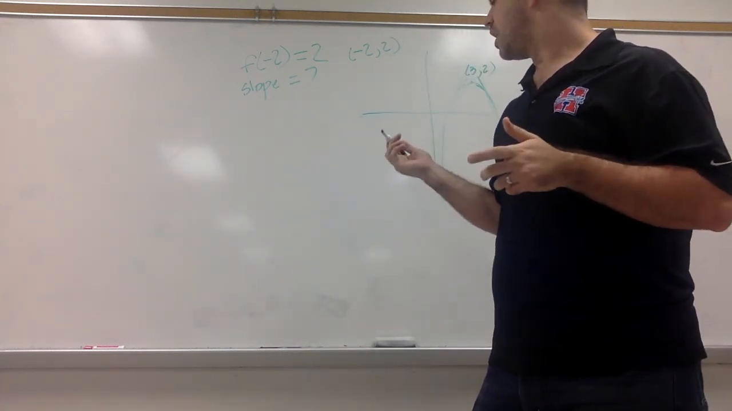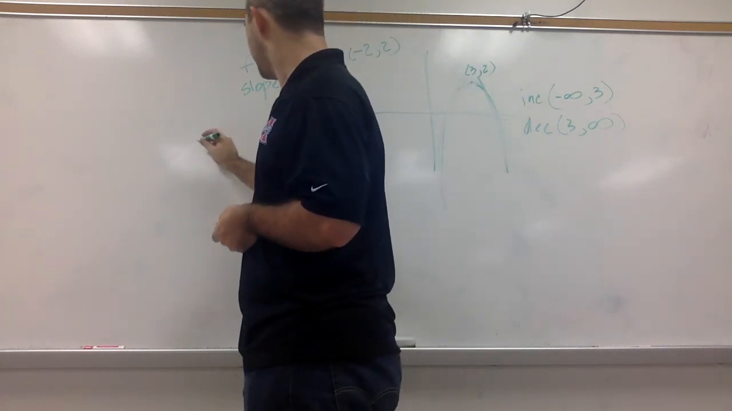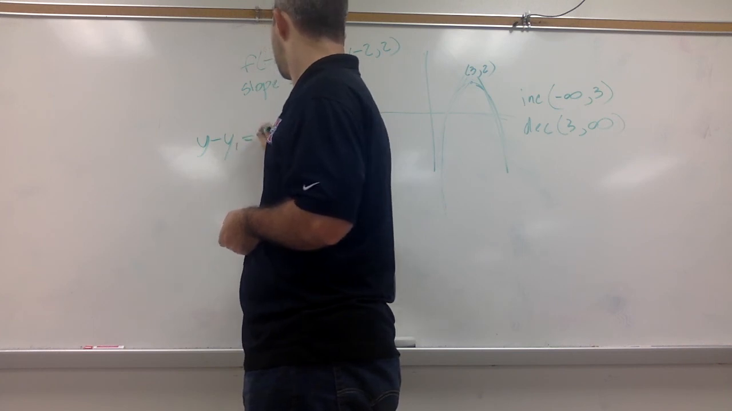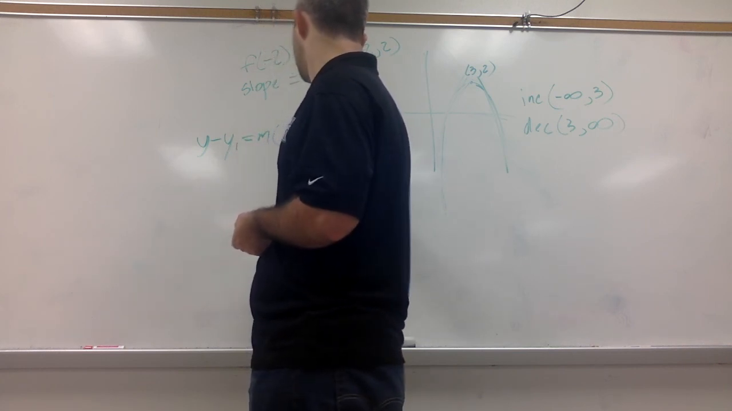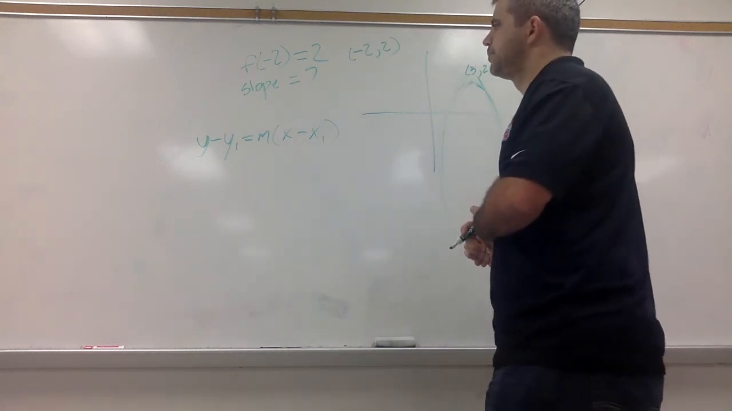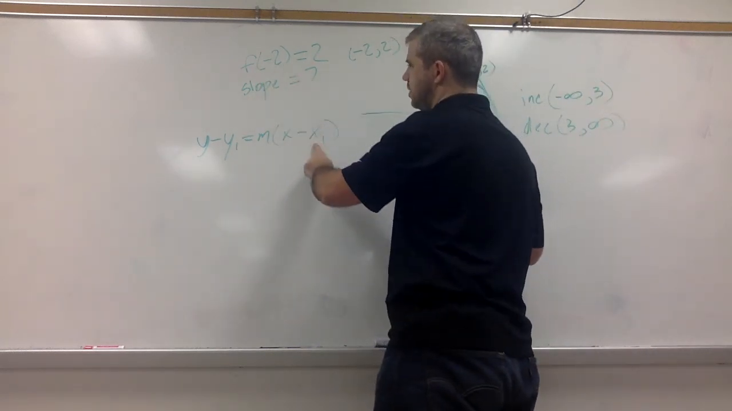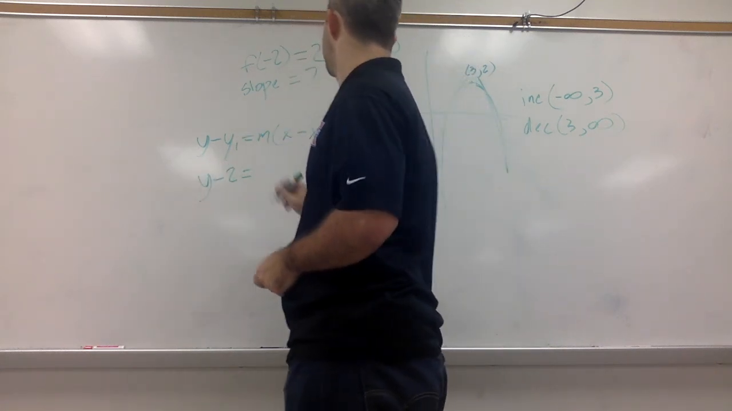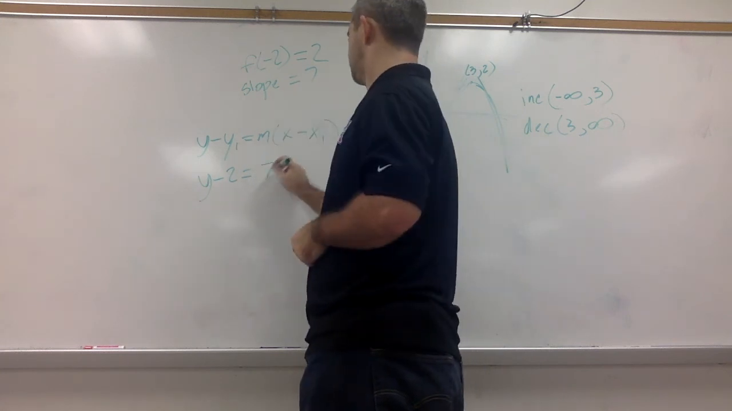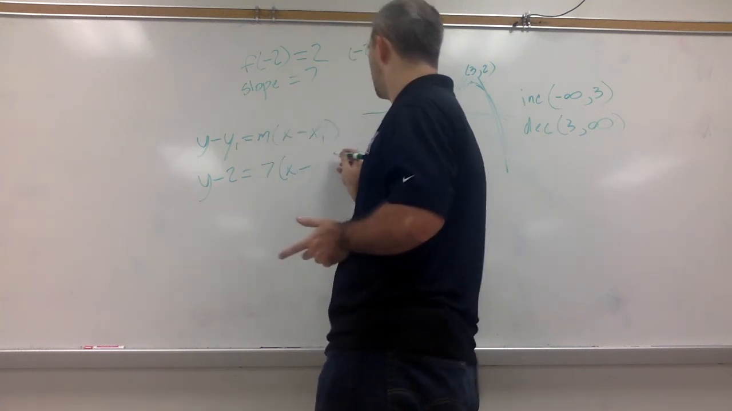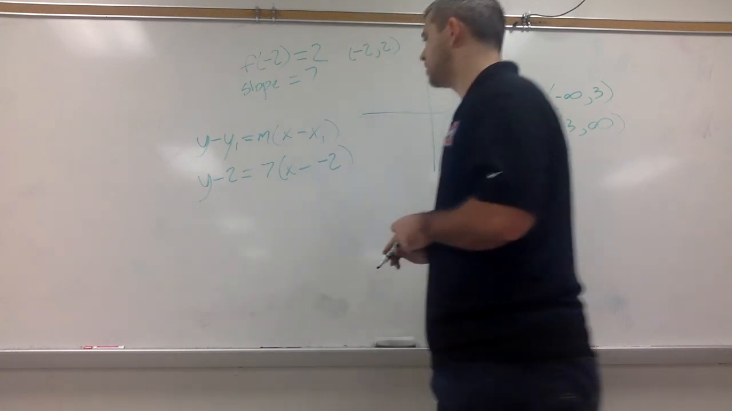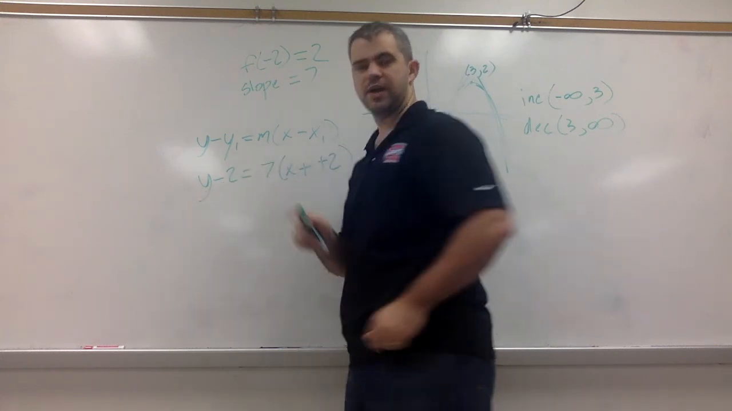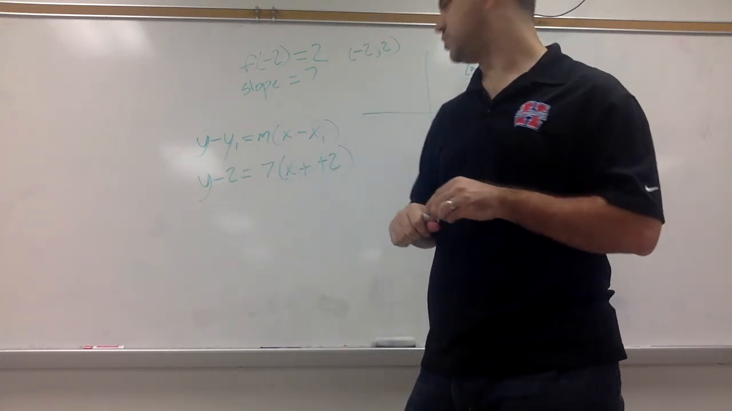So we can use the point slope formula if we wish. There's a few ways to do this, but I'm just going to use the point slope formula. So my x that I plug in goes here. My y that I plug in goes here. So y minus 2. My slope is 7. My x is negative 2 here. Okay, so you'll notice this x and y, you don't plug anything in there. You want those to stay.